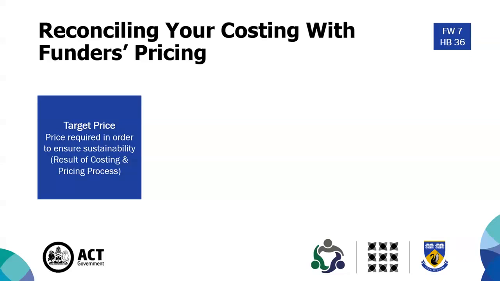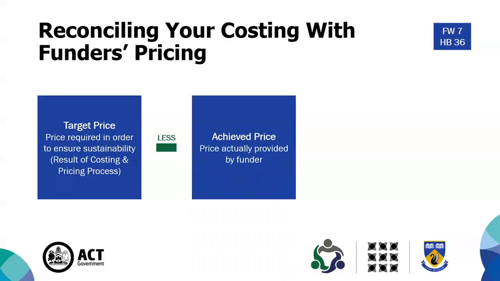So that's undertaking the costing and pricing process and setting out our target price for individual programs to ensure that we understand that we are sustainable in the way that we've already mentioned. From that, we subtract the achieved price, which is the price that's actually provided by the funder, whether a government or a philanthropist. At the end of the day, the achieved price is typically less than the target price.